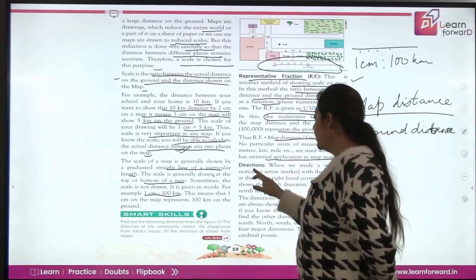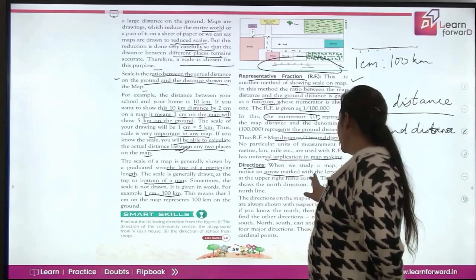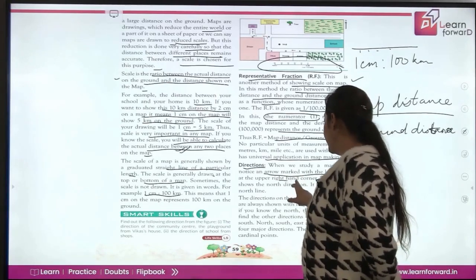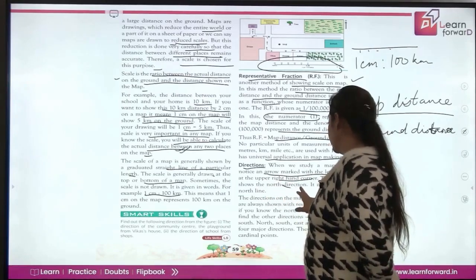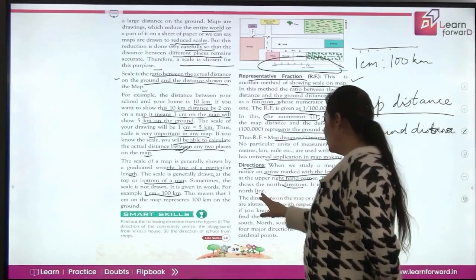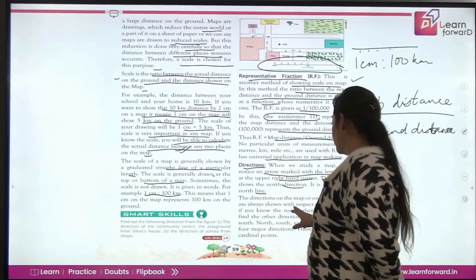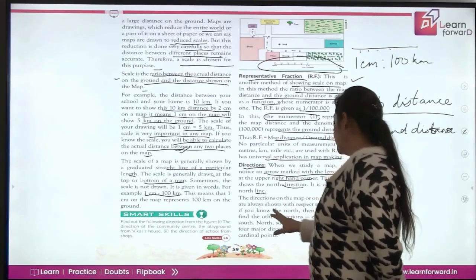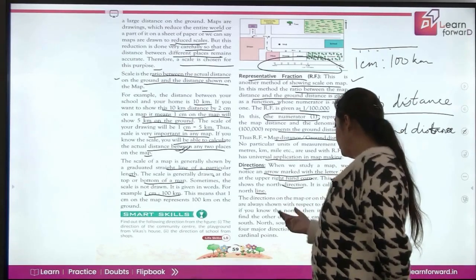चलिए अब आते हैं direction पे, जो second component है. When we study a map we draw an arrow marked with letter N at the upper right hand corner. N कहाँ होता है? Upper right corner में होता है. This arrow shows the north direction. N से north direction होता है और वो north line होती है. The direction on the map or on the ground are always shown with respect to the north. If you know the north, then it is easy to find the others. अगर आपको north पता है ना तो आप निकाल लोगे, east west south भी निकाल लोगे.